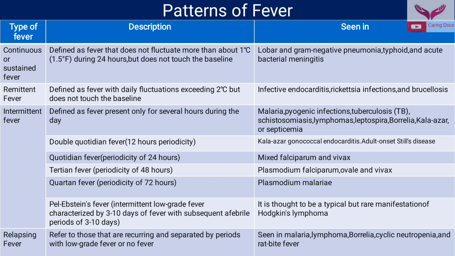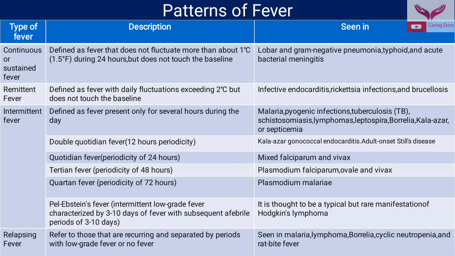There is another variety of intermittent fever, that is Pel-Ebstein fever. It is intermittent low grade fever which is characterized by 3 to 10 days of fever with a subsequent afebrile period of 3 to 10 days. Means for 3 to 10 days patients have fever, then there is a gap of afebrile period, and after that they again have fever. This Pel-Ebstein type of fever, though rare, is seen in Hodgkin lymphoma.